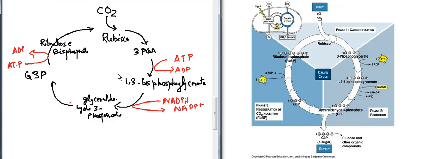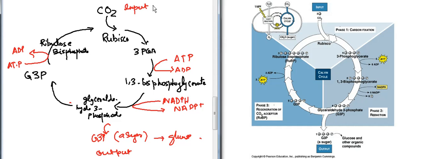So we can see here that this part, glyceraldehyde 3-phosphate, this is your G3P, a type of sugar. Okay, it will combine to form glucose, that is your output, and this was your input. So this is your first part of the reaction, this is your second part, this is your third part of the reaction, and finally glucose is going to form.